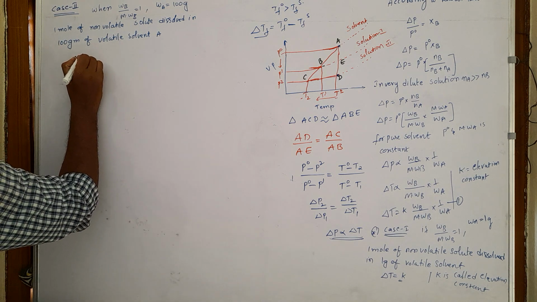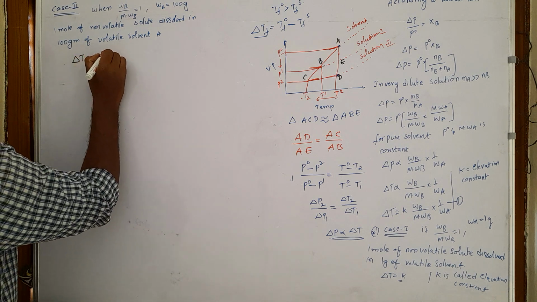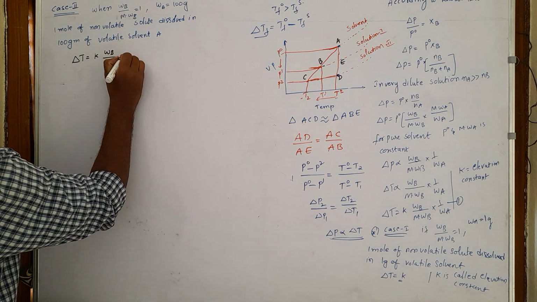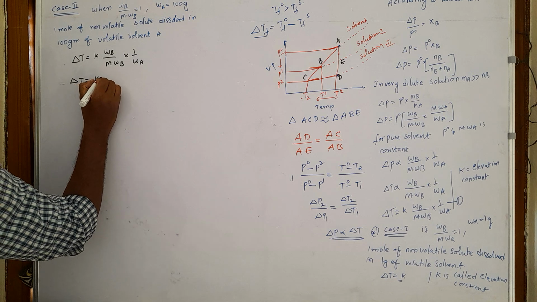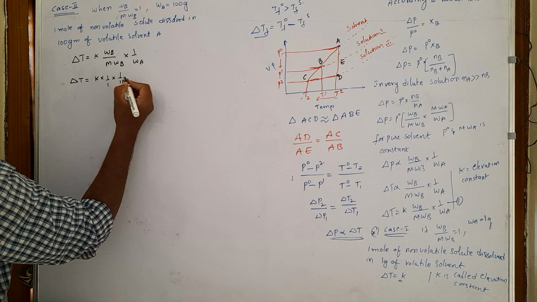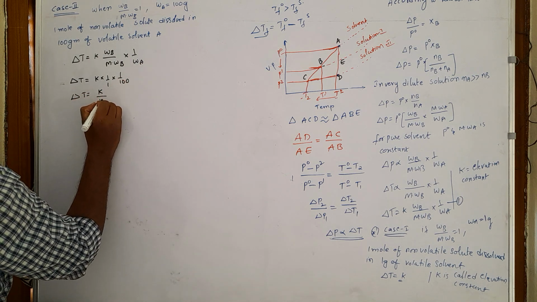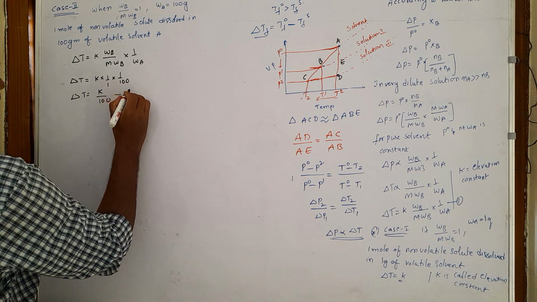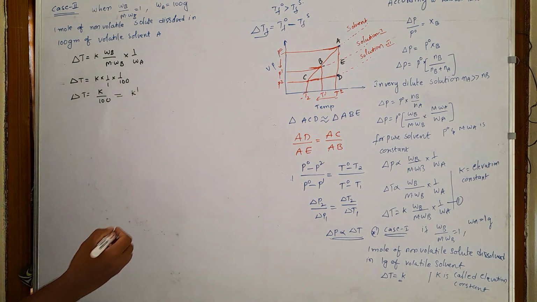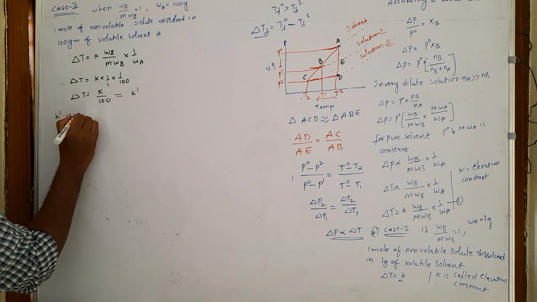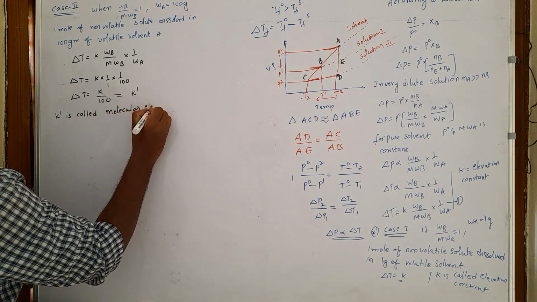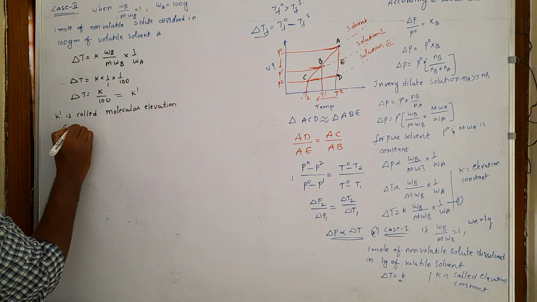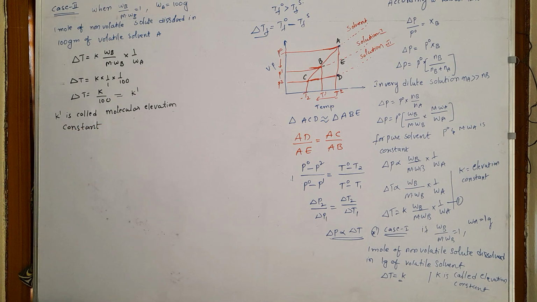When you substitute this in equation 1, what is equation 1? Delta T is equal to K into WB by molecular weight of B into 1 by weight of A. According to the given condition, delta T is equal to K into 1 by 100. Therefore delta T is equal to K by 100. This is equal to K dash. Here K dash is called the molecular elevation constant.